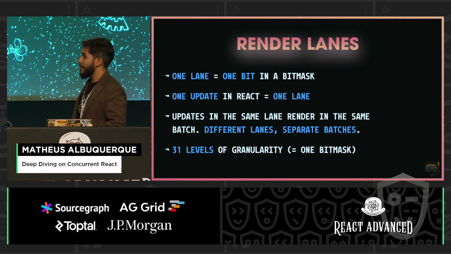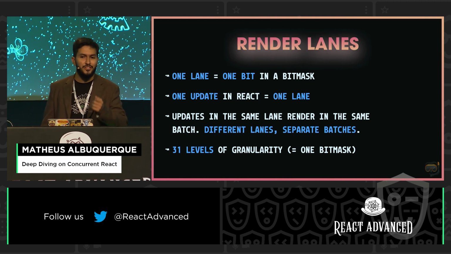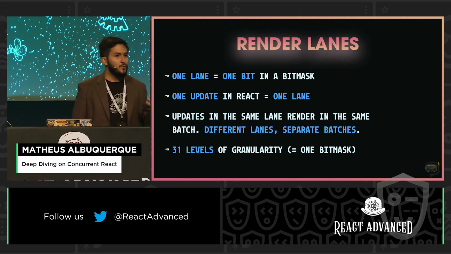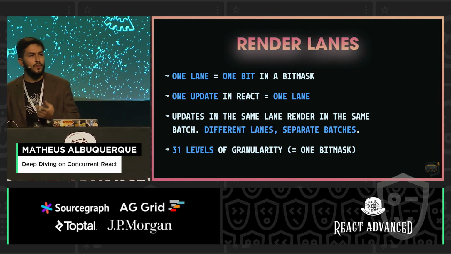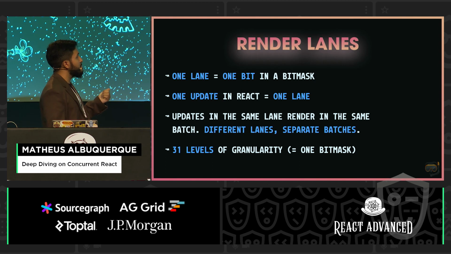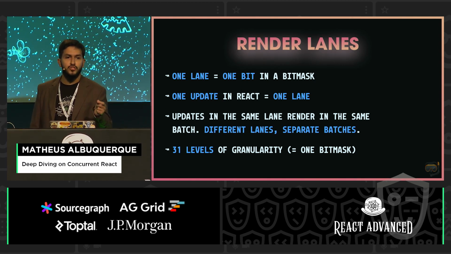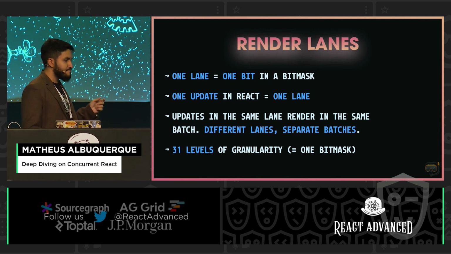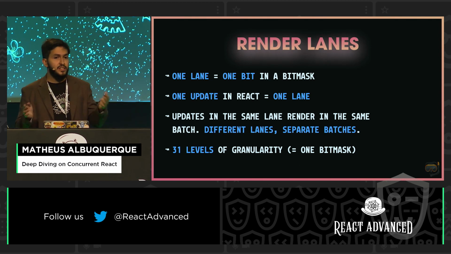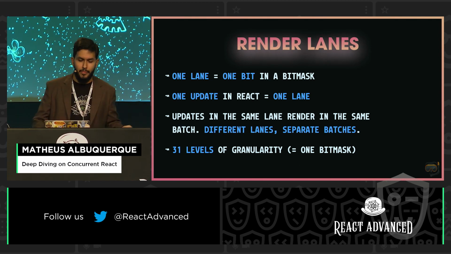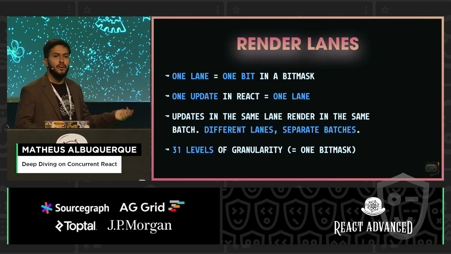Last but not least, render lanes, which are also an amazing abstraction. And if you watch Tasia's talks, you're probably wondering what that part of the code was all about. So render lanes are an abstraction built around bit masks. One lane is one bit in a bit mask. And in React, each update is assigned to one lane. Because of that, updates in the same lane render in the same batch, and in different lanes, you get different batches. And the first good thing you get is that because it's one bit mask, you have 31 levels of granularity.